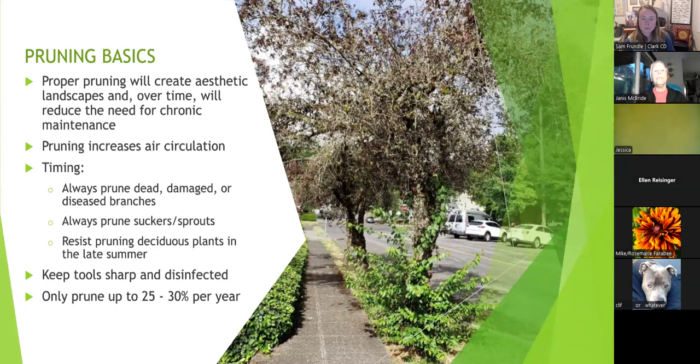The timing, we always want to prune any dead or damaged or diseased branches. So those always have to be pruned. We always want to prune suckers or sprouts. And you can see in this photograph, this is a plum tree. Plums and cherries are very prone to suckers. What happens is the top part of the tree starts getting old and diseased, and so it's the last ditch effort for this poor tree to try to survive. It's trying to basically put out new trees. But there's a problem with the tree, and so those should actually be pruned out.